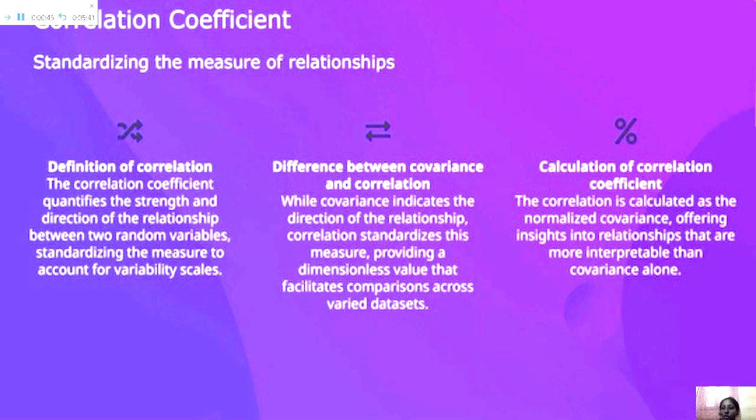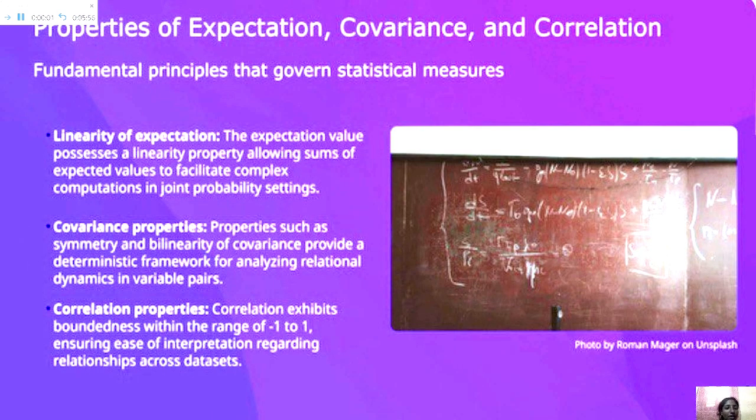Calculation of correlation coefficient. The correlation is calculated as a normalized covariance, offering insights into relationships that are more interpretable than covariance alone. And next we have properties of expectation, covariance, and correlation. Fundamental principles that govern statistical measures.